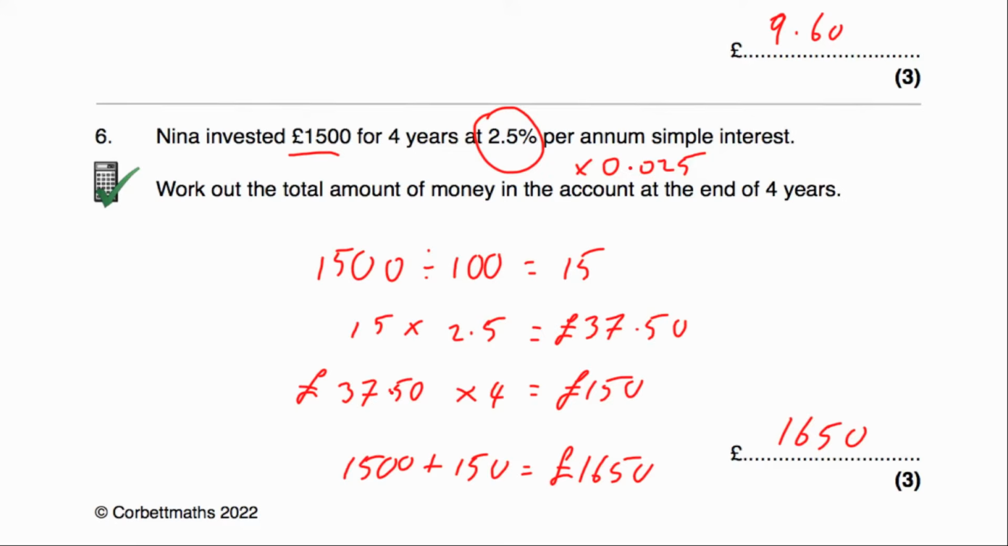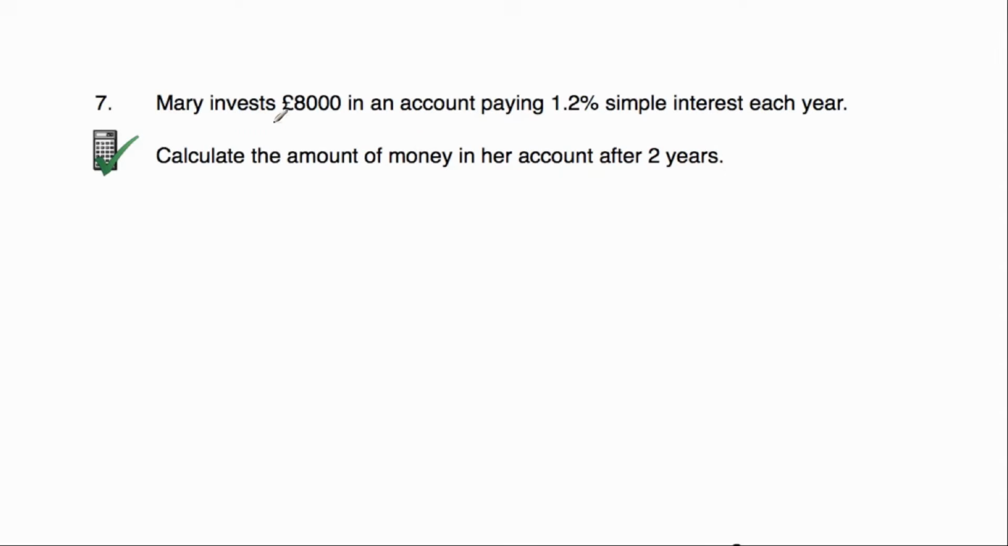Okay, let's have a look at question 7. So question 7 says Mary invests £8,000 in an account paying 1.2% simple interest each year. Calculate the amount of money in her account after 2 years. So we want to find out 1.2%, because it's simple interest, we want to find 1.2% of the amount she invested to begin with.